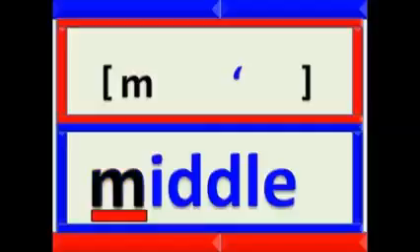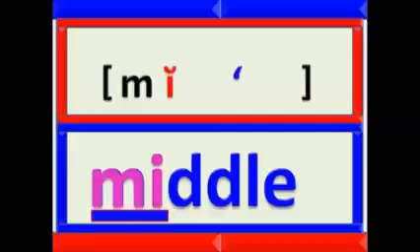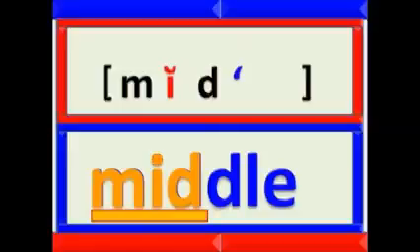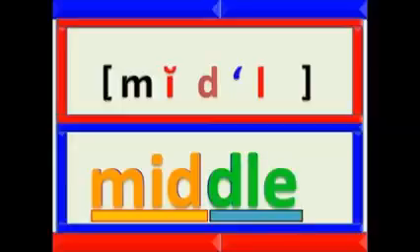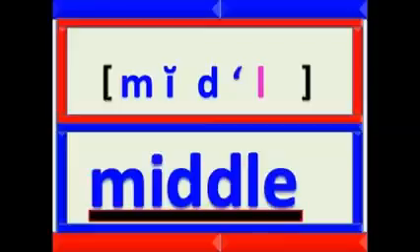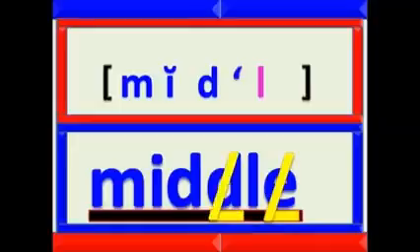Middle. M. E. Mid. D. All. Doll. Mid. All. Middle. E is silent. The fence goes between the two D's. One D is silent. Always, you got two letters just alike. The fence automatically goes between those two letters that are just alike. BB, DD, CC, SS.